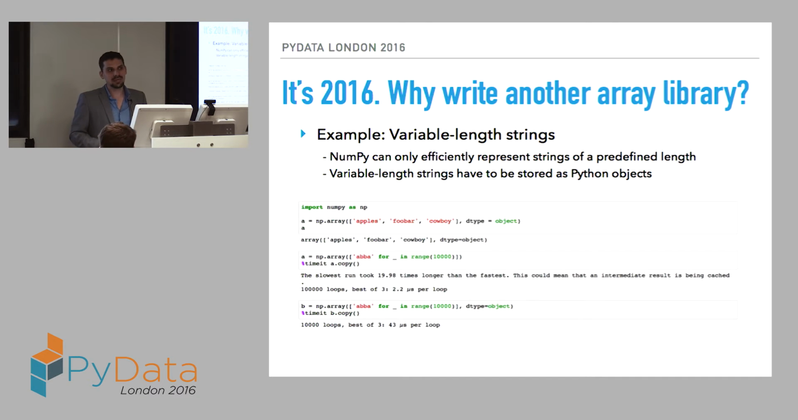Our array container should be able to support variable length strings efficiently. Strings are a very common thing that people want to do. So that's another thing that we've put into DyND that we feel is a problem that people have faced.